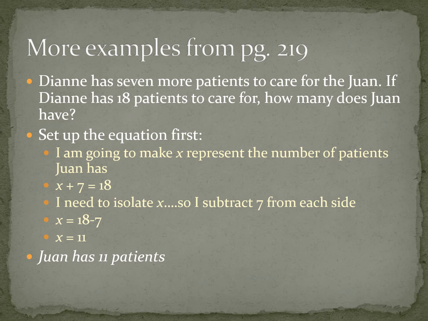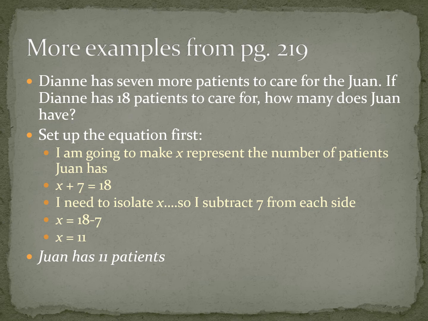Alright, so this comes from page 213. I just kind of changed the wording. This is one of your questions on page 2. Did I say 213? I mean 219. So Diane has 7 more patients to care for than Juan. If Diane has 18 patients to care for, how many does Juan have?